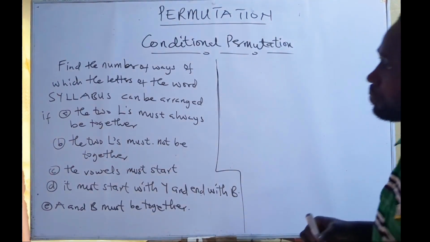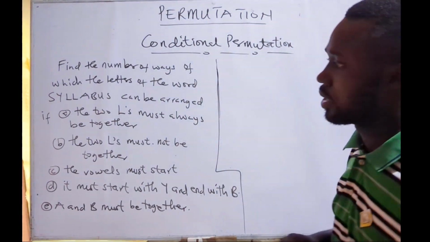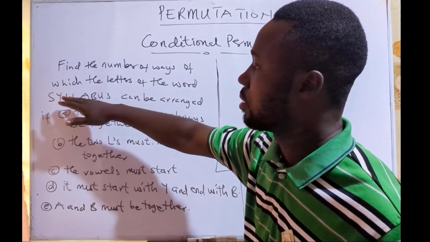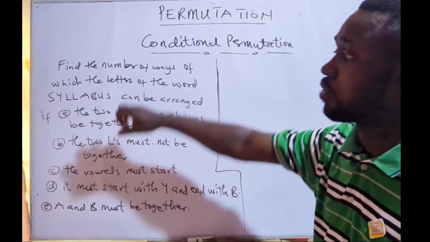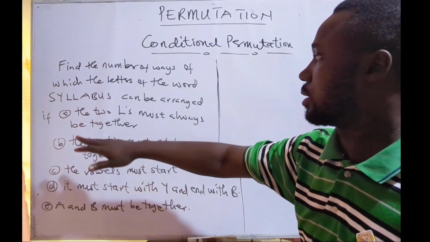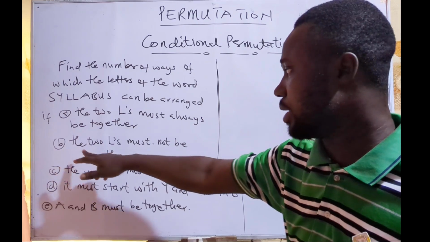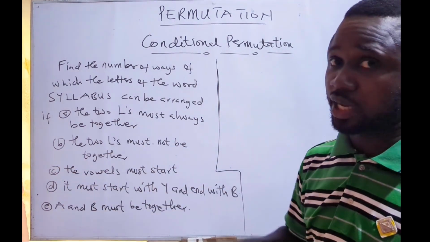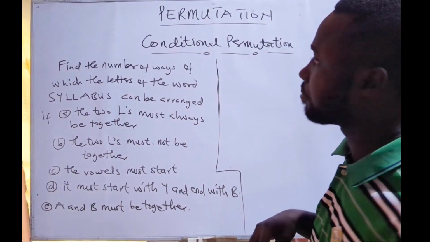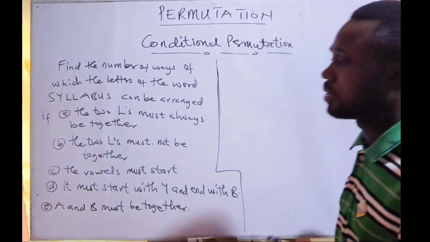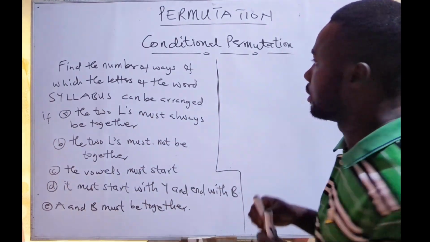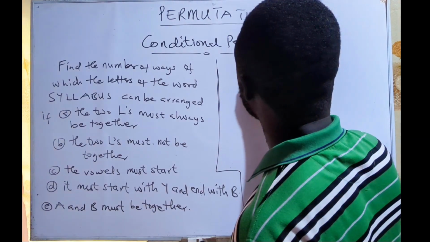Before that, I will start by finding the number of ways the word syllables can be arranged if you are taking all at a time. I think with that, it will help us, especially with B, the 2 L's must not be together. So first of all, let's look at the word syllables. If you are taking all at a time, how the arrangement can be, before we even start with A, B, and then C. So we have the word syllables.